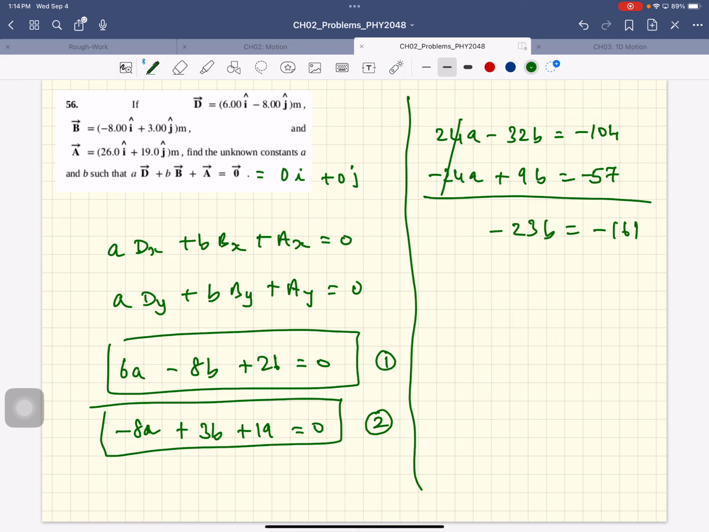Okay, so b is 161 over 23, 7. Is it 7? Yep. All right, and then now you can plug this in. 6a minus 56 plus 26.